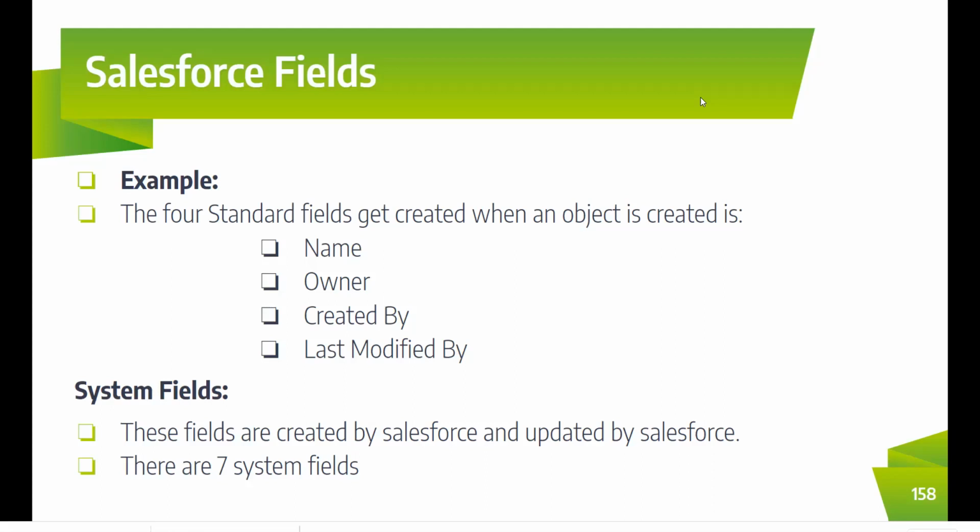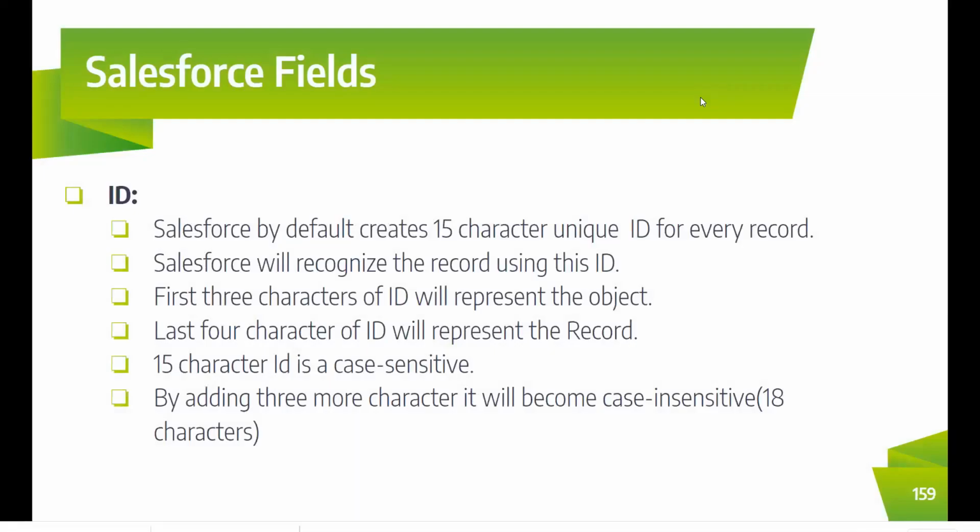Coming to system fields, here in Salesforce there are 7 types of system fields available. These fields are created by Salesforce and updated by Salesforce, and they are also called audit fields. For auditing purposes, we use these fields. So we have 7 types of fields here. The first one is ID.